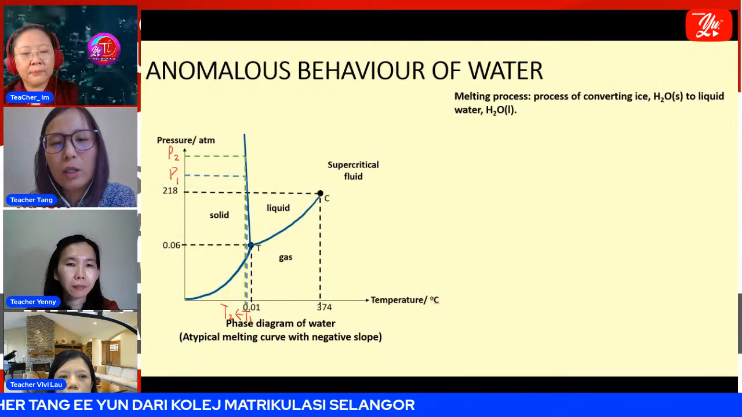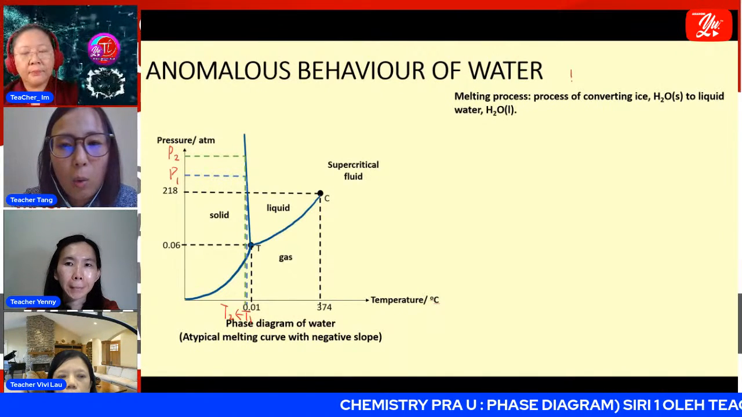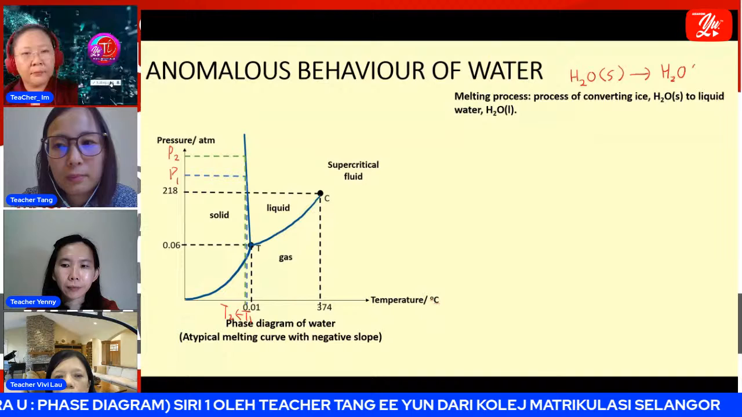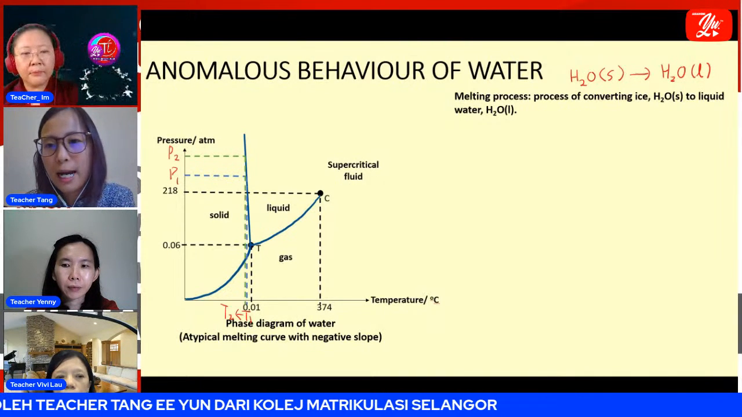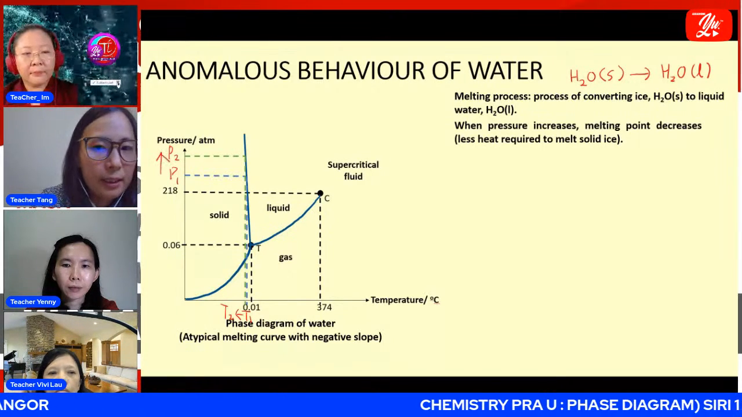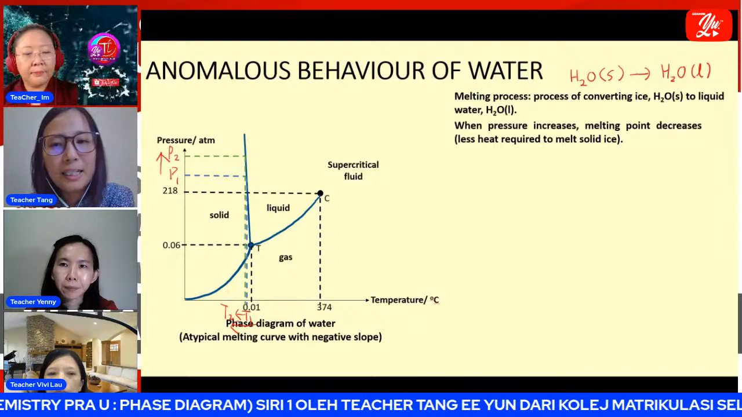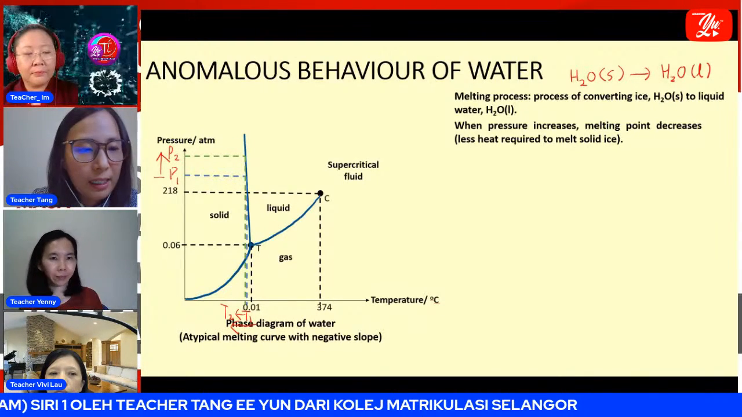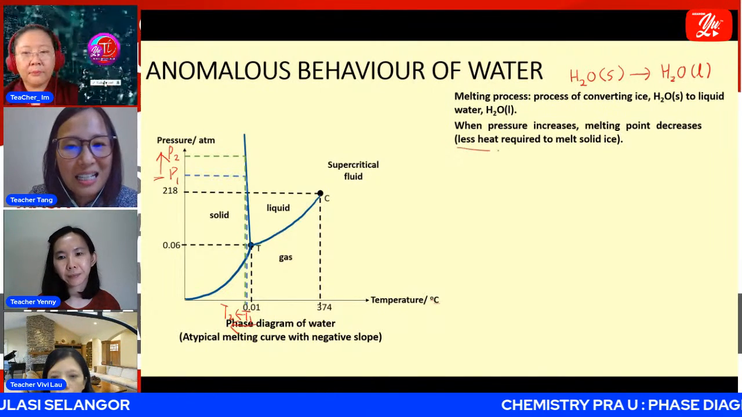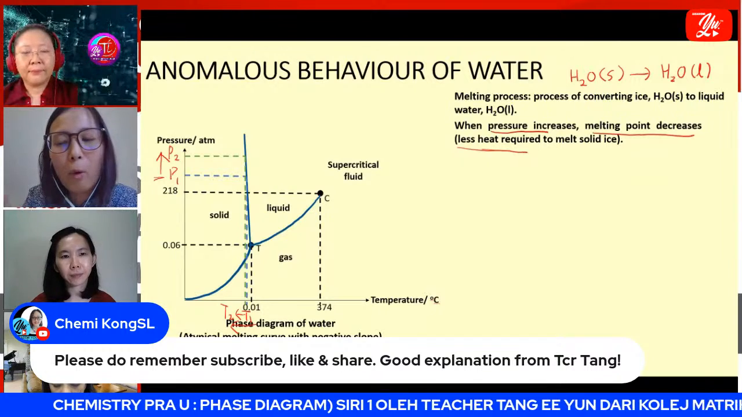Again, first we need to look at what the melting process is. The melting process refers to the process where we convert solid ice to liquid water. From the phase diagram, we can see that as the pressure increases, the melting point decreases. So what does this mean? Basically, it means that as the pressure increases, it is getting easier for us to melt the ice. Therefore, less heat is needed to melt the solid ice as the pressure increases, causing the melting point to decrease.